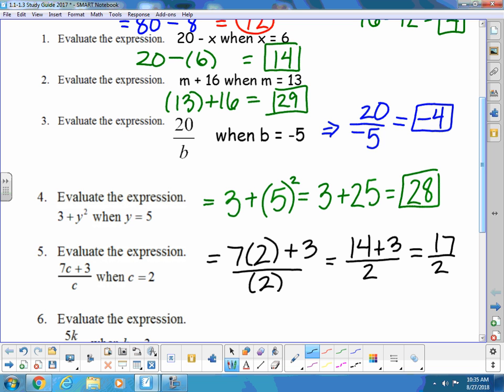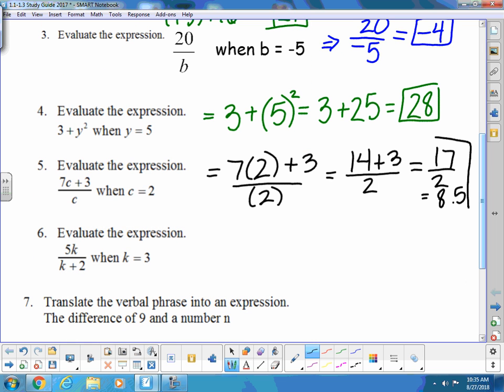If it were me, I would just leave it like that. If you want to, you could get an exact answer here. 17 divided by 2 gives me 8.5, which would also be acceptable. Do not round your answer, though. If that was something like 17 thirds, I would expect you to leave it like that because 17 thirds is not an exact decimal. You have to round that or something, and we just don't want to deal with that. So fractions are always acceptable. Decimals, as long as they're exact, it's okay.